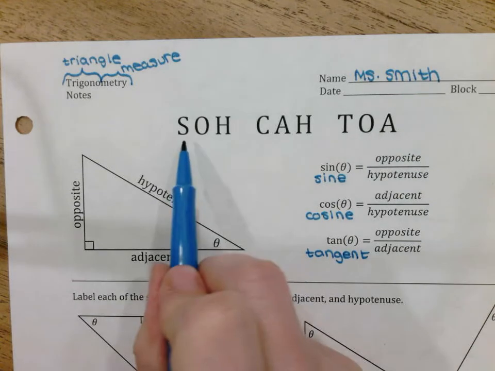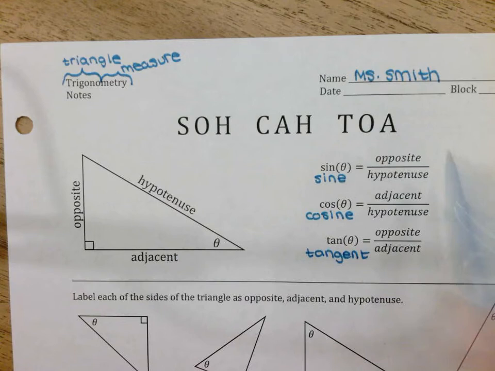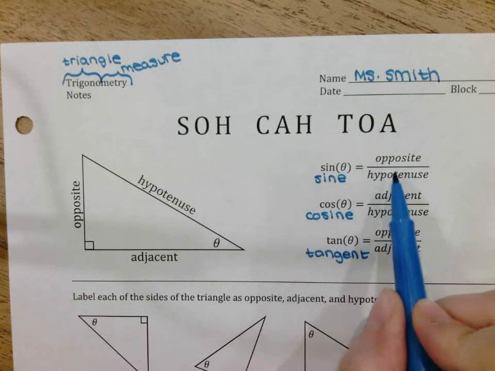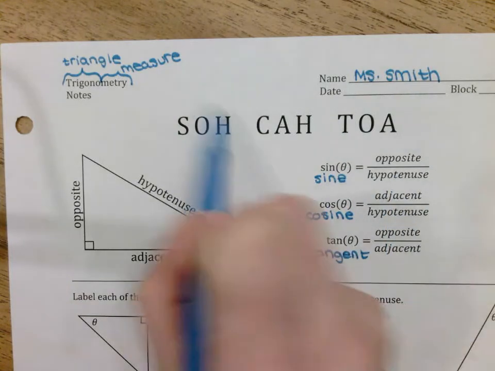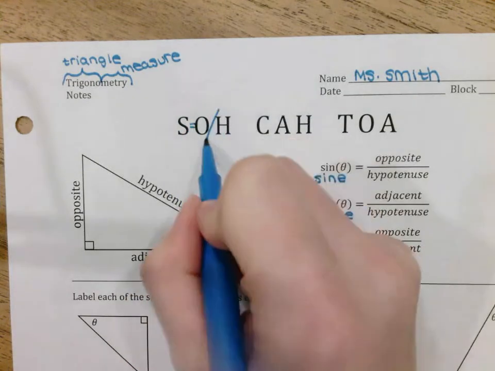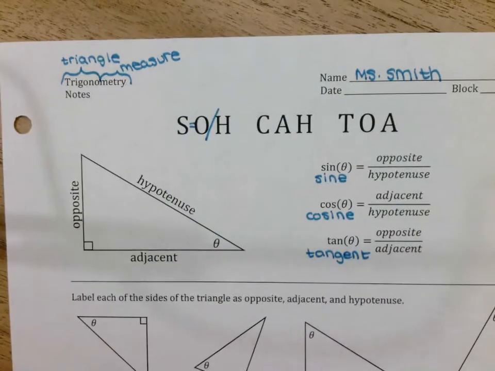We use this acronym SOHCAHTOA, this mnemonic device, to help us remember all these formulas. The first one says sine is equal to opposite over hypotenuse. That's what this little section is saying: sine is equal to opposite divided by hypotenuse.